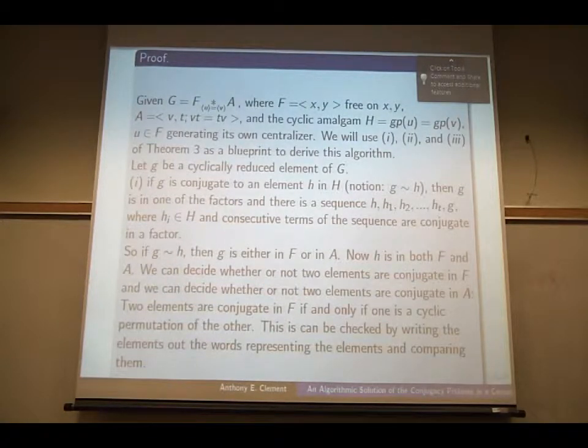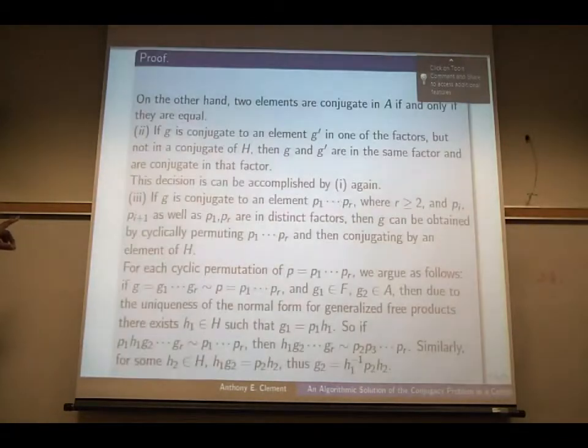Two elements are conjugate in F if and only if one is a cyclic permutation of the other. So to know this, we can just check, by writing the elements out as words, and then comparing them to this unique expression that we found before, U to the i, G1, U to the j is equal to, say, G2.